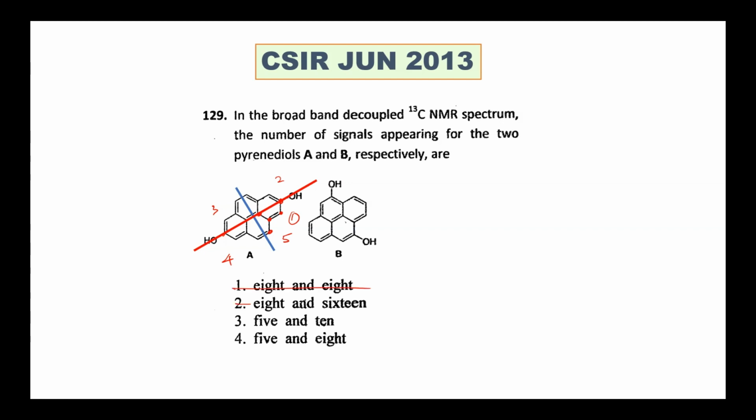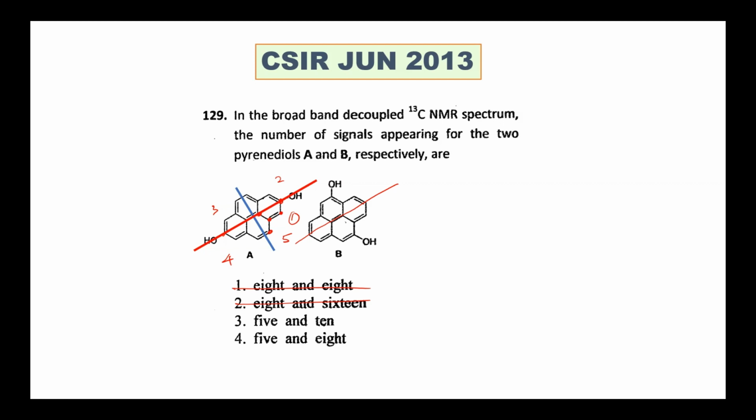So option 1 is gone, option 2 is gone. It becomes very easy if you find one clue, you are able to strike out two answers. It becomes 50-50 chances, which we always get in almost all the problems of CSIR and GATE. Now cut this molecule like this. When I cut the molecule like this, I cannot cut it further because I don't have symmetrical positioning of the OH.